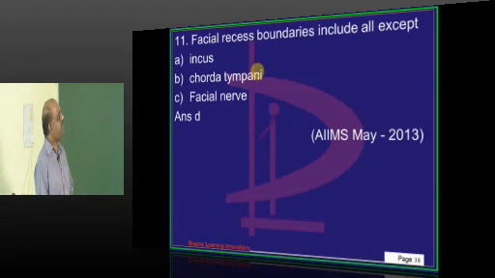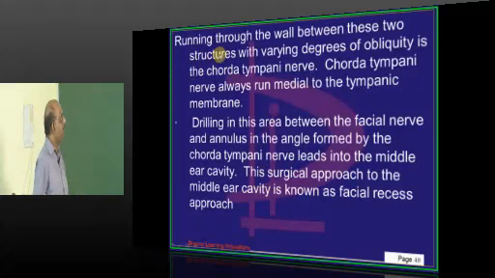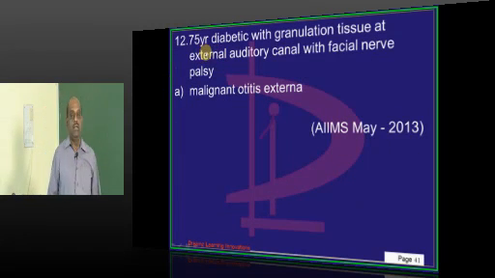So in fact all these three: incus, chorda tympani, facial nerve. Medial is facial nerve, lateral is chorda tympani, superior is incus buttress. I don't know what the fourth option was.